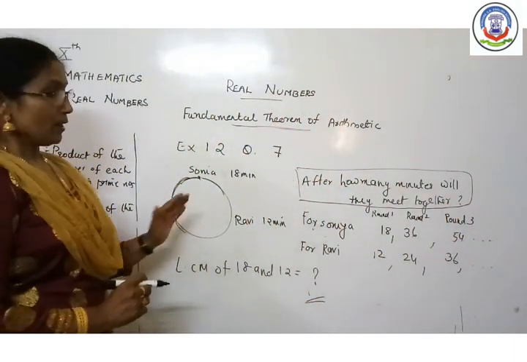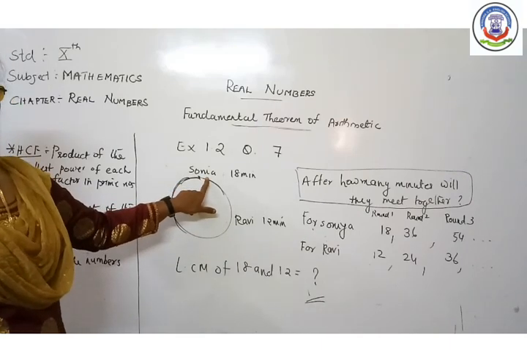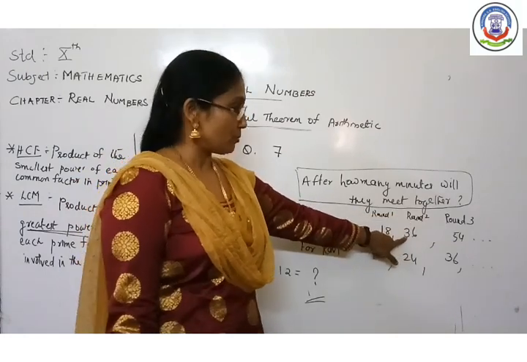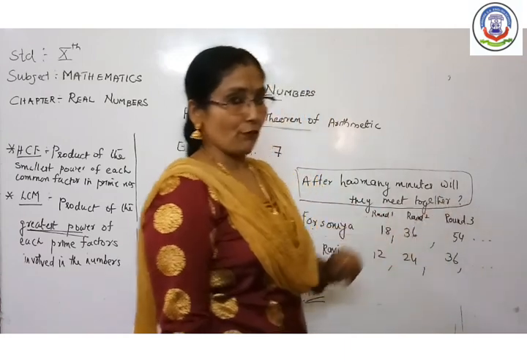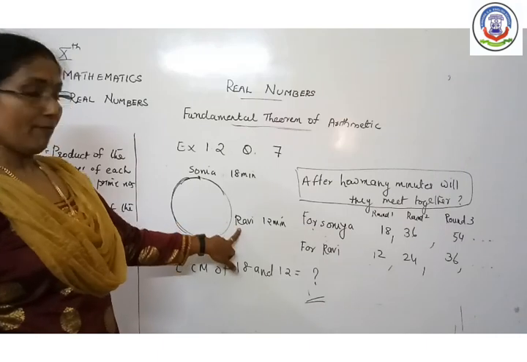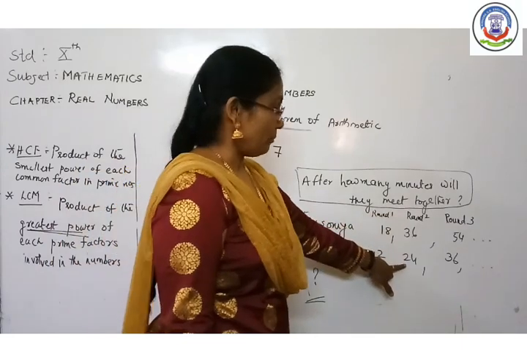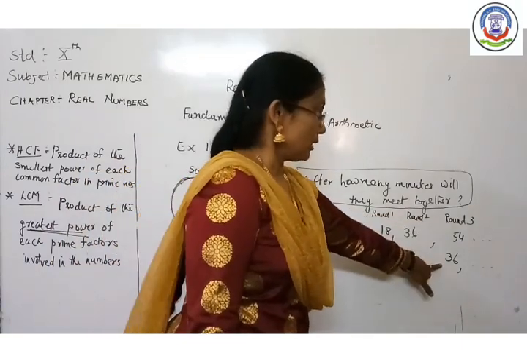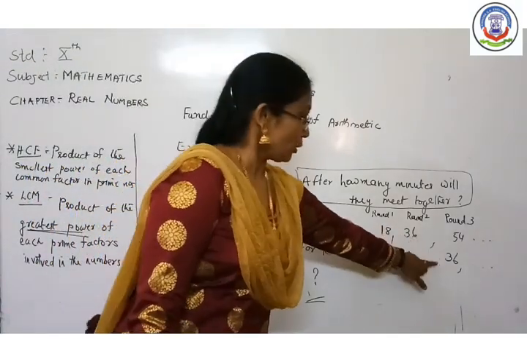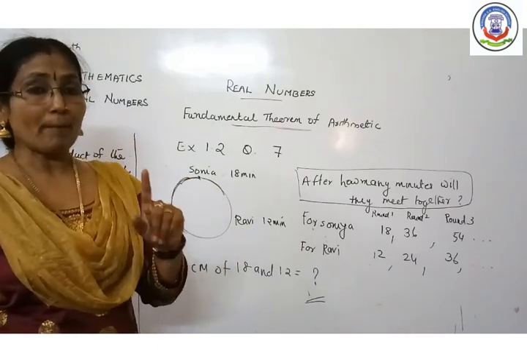That means when Sonia completes the first round, 18 minutes will be over. Second round when she completes, how many minutes will be taken? 36 minutes. Third round when she completes, 54 minutes. She will complete round number 3. For Ravi, the same way. First round he completes by 12 minutes. Second round he completes by 24 minutes. Third round he completes by 36. So you can see that here also 36 has come, here also 36 has come. That means after 36 minutes they both are going to meet at the single point.